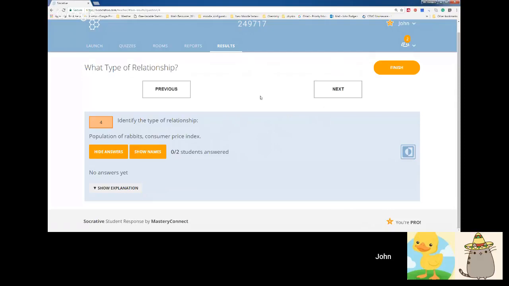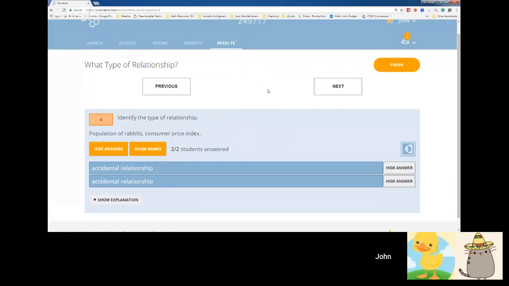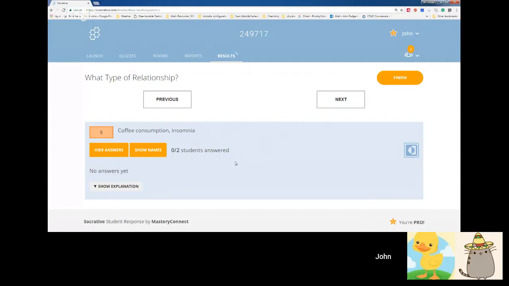Population of rabbits goes up and the consumer price index goes up. Is this cause and effect? Is the population of rabbits going up an accidental relationship? And yeah, this is probably accidental, although a lot of rabbits might eat a lot of food, making it rare and causing the price to go up. So maybe it's not accidental, but yeah, it's accidental. Okay, good.